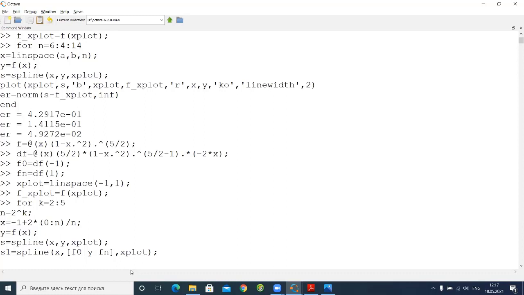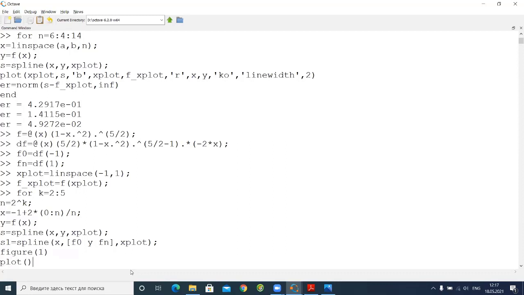And then we need to draw two graphs. In the first graph, we will draw the graphs of splines, and in the second one, graphs of errors. So let's do it. Here we will open just the first figure, figure one, and draw the first graph. Here we have x plot and S, the first spline, the not-a-knot spline, in any color, blue, for example, and the same with S1, the first derivative constraint spline, in any color, or just green, for example. And the function, in any color, red, for example.